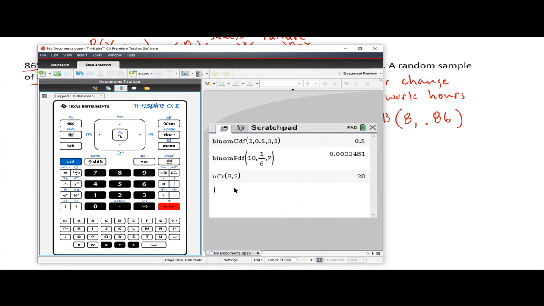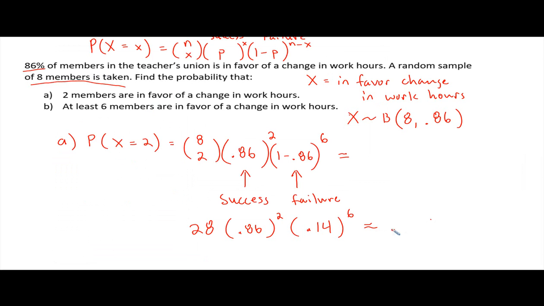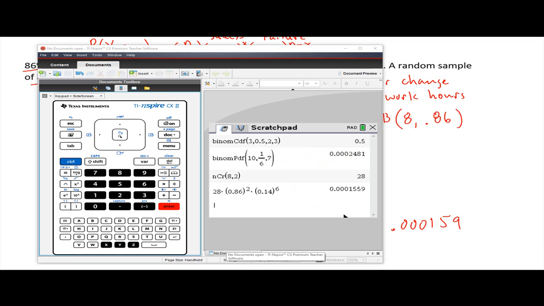And then if we just calculate that, so we have 28 times 0.86 exponent 2 times 0.14 exponent 6, right? So we get our answer, 0.000159. Okay, so now using the calculator, we can do the exact same thing, just so you see, right?